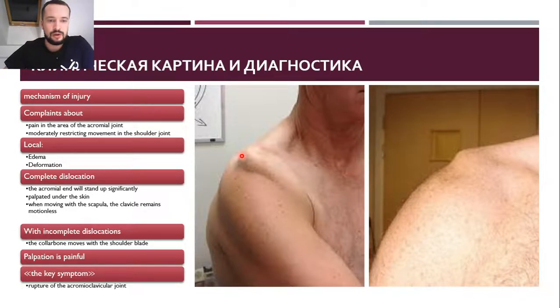When pressing on the collarbone, dislocation is quite easy to eliminate, but as soon as we stop the pressure, it occurs again. This is an interesting sign, and it is called the key symptom, which serves as a reliable sign of rupture of the acromioclavicular joint.